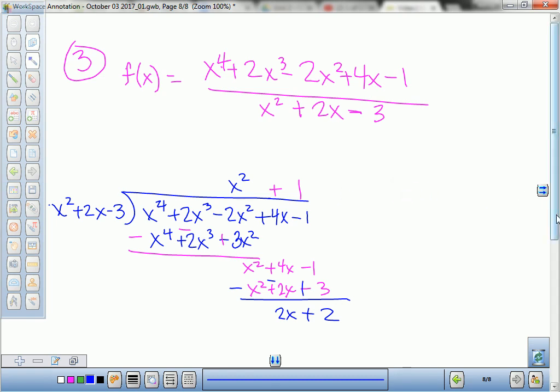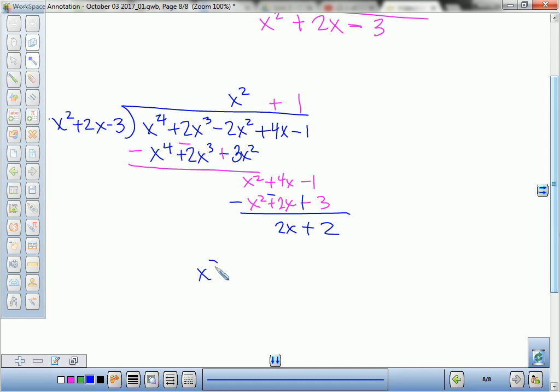What we're working with right now is an x squared plus 1, plus a 2x plus 2 over the divisor, x squared plus 2x minus 3. So what is this part? That's that parabolic asymptote.